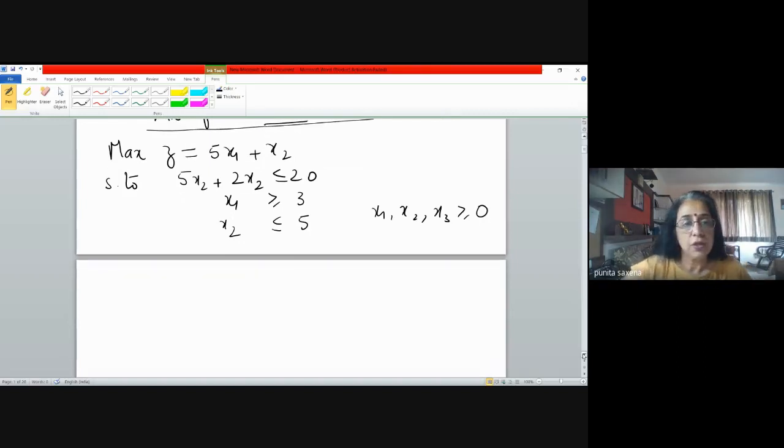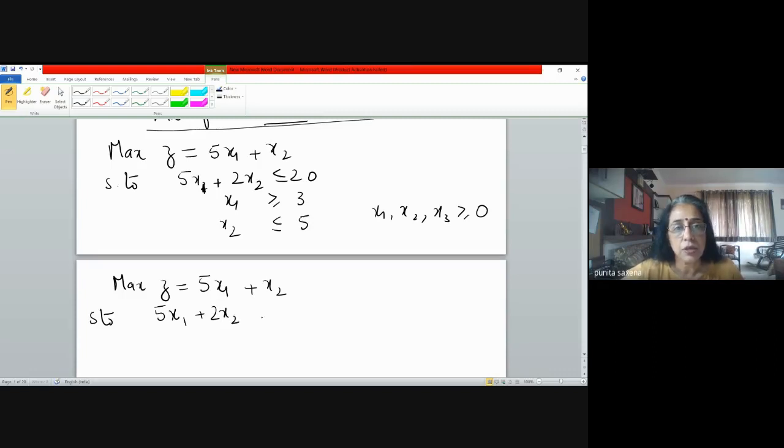Now the changes in the standard form would be something like this. I'll write my objective function. I'm not changing maximization to minimization, I'm retaining it as it is, subject to the first constraint, which is less than or equal to type. Sorry, this was x1: 5x1 plus 2x2. Now I need to introduce a slack variable, so I'll add x3 here, equal to 20. Because x3 is slack, it will have a 0 coefficient in the objective function.